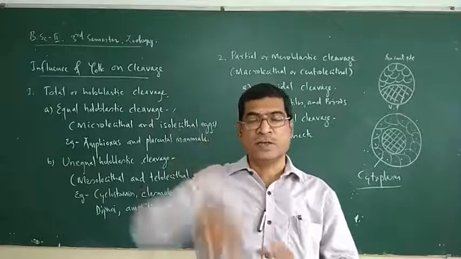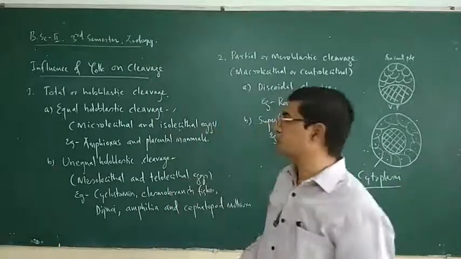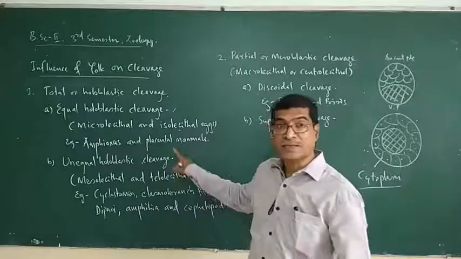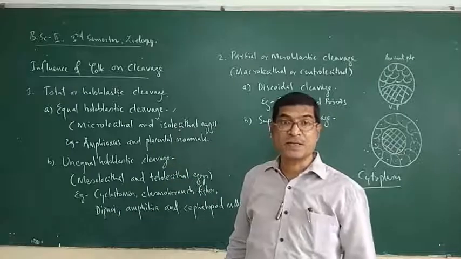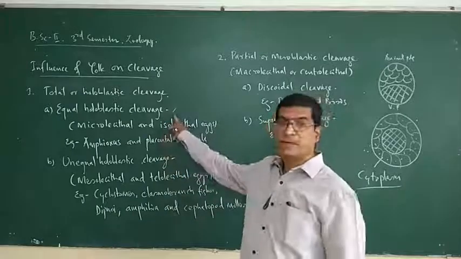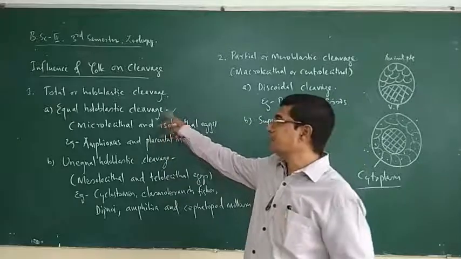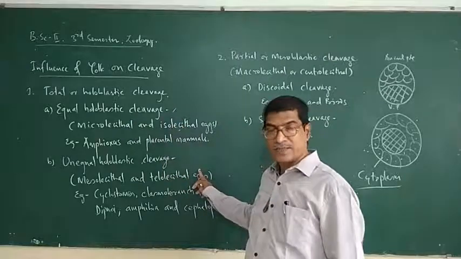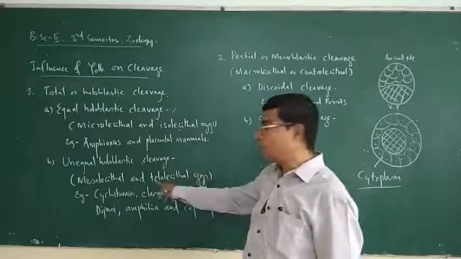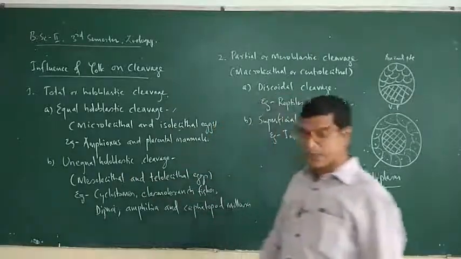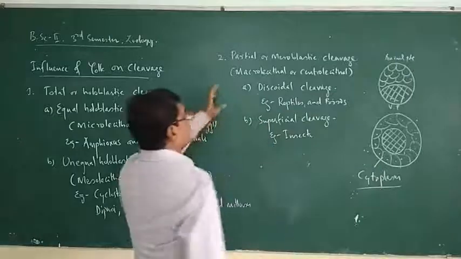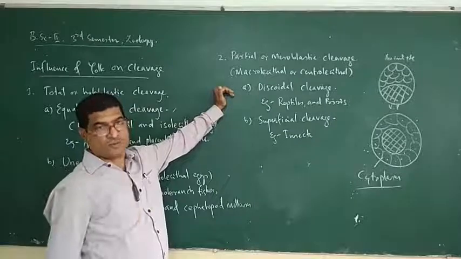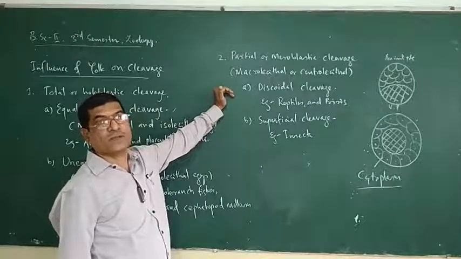In holoblastic cleavage, again there are two types, equal holoblastic cleavage and unequal holoblastic cleavage, depending upon the size of the blastomeres at the end of cleavage. If the blastomeres are equal in size, it is referred to as equal holoblastic cleavage. If the blastomeres are unequal in size, it is called unequal holoblastic cleavage. And meroblastic cleavage occurs in eggs where the yolk amount is more, macrolecithal eggs.